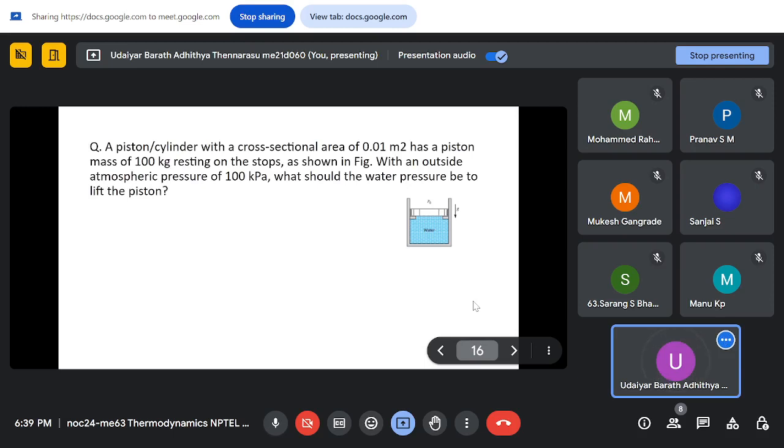Moving on, we have a piston cylinder with a cross sectional area of 0.01 meter square. There's a piston of mass 100 kg resting on the stops. We have this piston cylinder arrangement, with the piston stop given, and the top of the piston is there. The weight of the piston is 100 kg, resting on the stops, with an outside atmospheric pressure of 100 kilopascal. What should the water pressure be so that it can lift the piston?